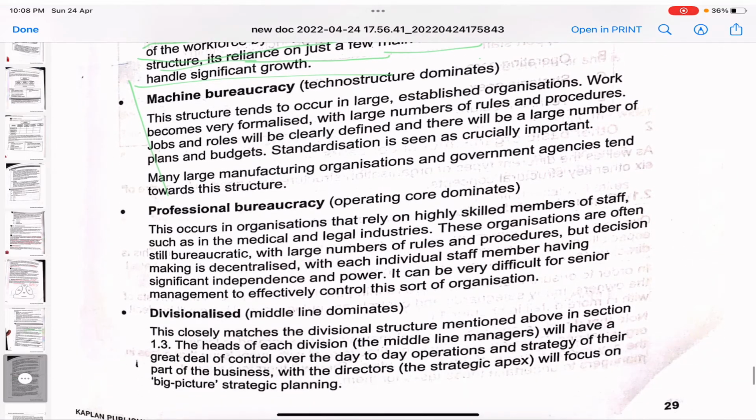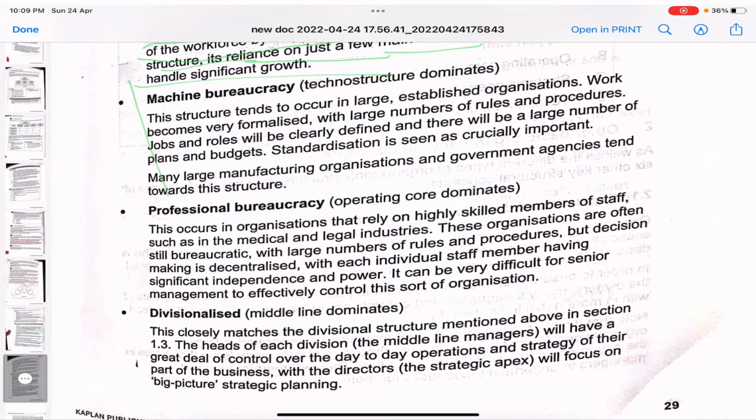Now we come to machine bureaucracy. What does machine mean? Obviously something related to the technical aspect. So in machine bureaucracy, technostructure dominates. It says so from the name itself. So what is machine bureaucracy?